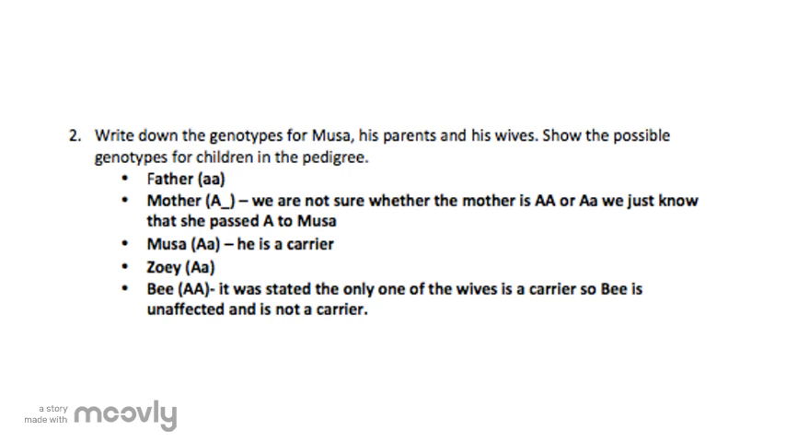And another thing is that we do not know Musa's mother's genotype. All we know is that Musa's mother gives out a big A to Musa. So we don't know whether she is big A, big A, or big A, little a. So that's why I just put the A and the dash there.